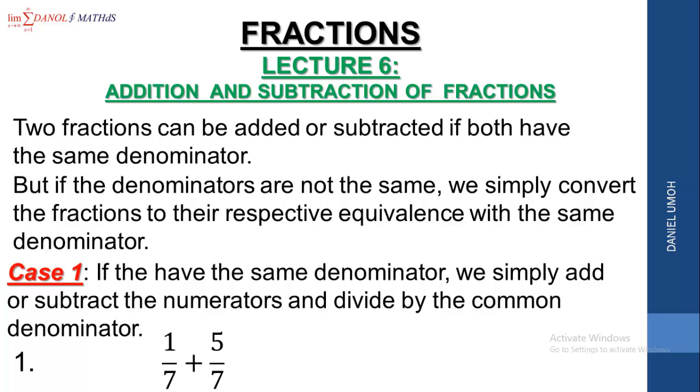1/7 plus 5/7 is equals to 1 plus 5 over 7. We simply added the numerators and divided it by what? The common denominator, which is 7. So 1 plus 5 equals to what? 6. And then all over 7. So that's the answer. 1/7 plus 5/7 is equals to what? 6/7. I hope you understand this. It's as simple as this.